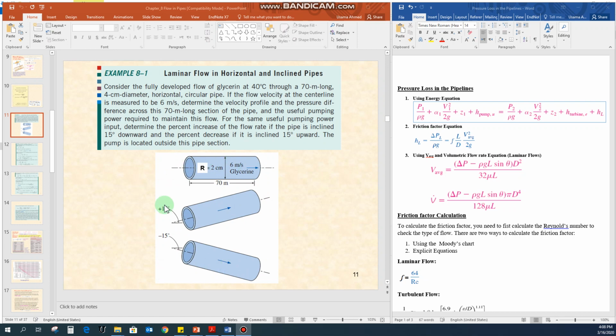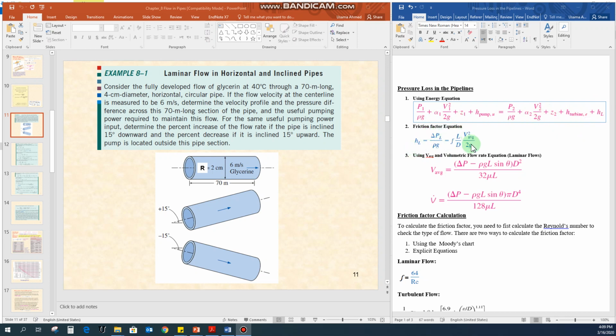So before starting this example, I will bring your attention to the equations that we use in chapter number 5, which is about the general energy equation. So this is the equation. We can call this one the general energy equation, and I assume that everybody can use this equation to calculate the pressure drop or delta P in the pipeline or the head loss in the pipeline. So the first equation that we can use to calculate the head loss is this equation, the general energy equation.